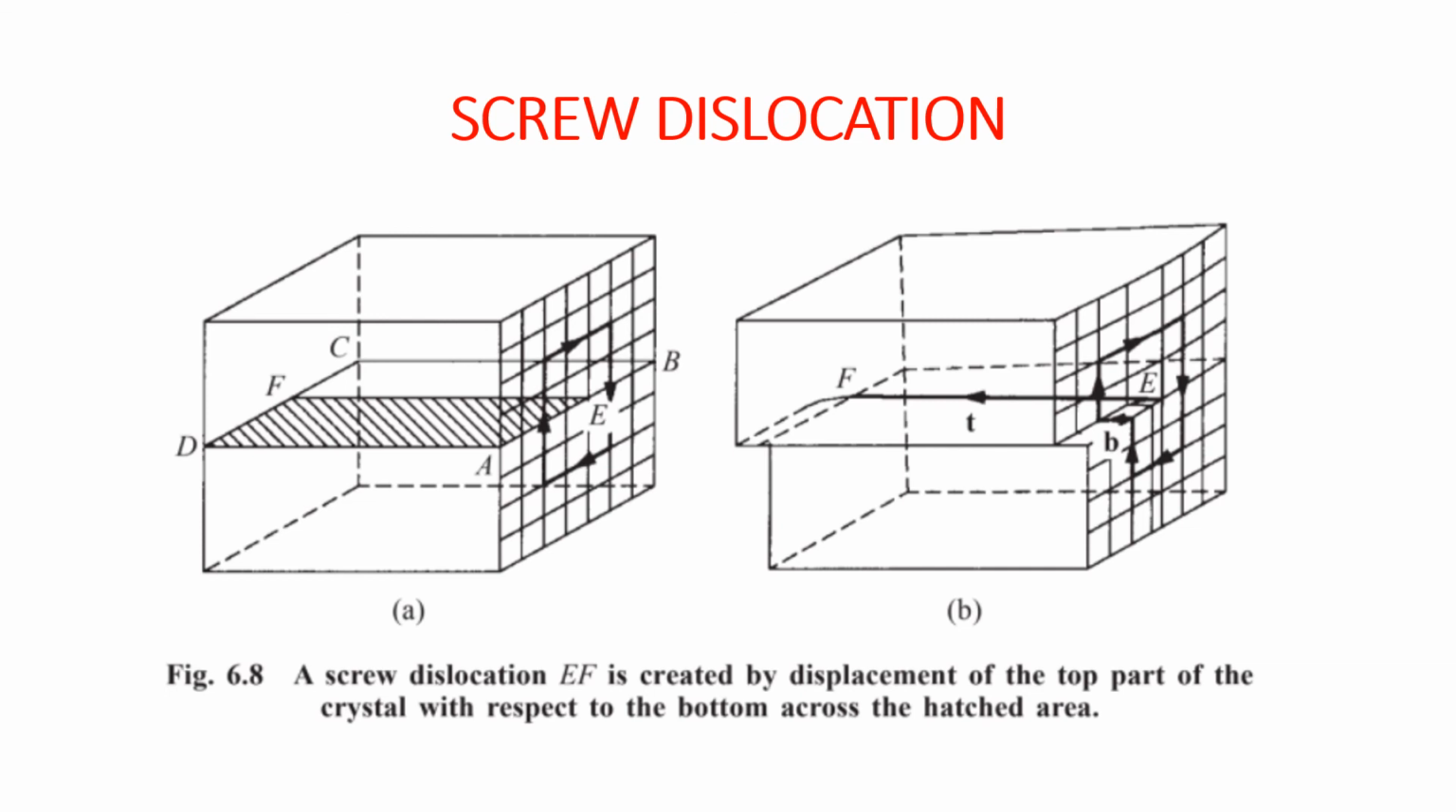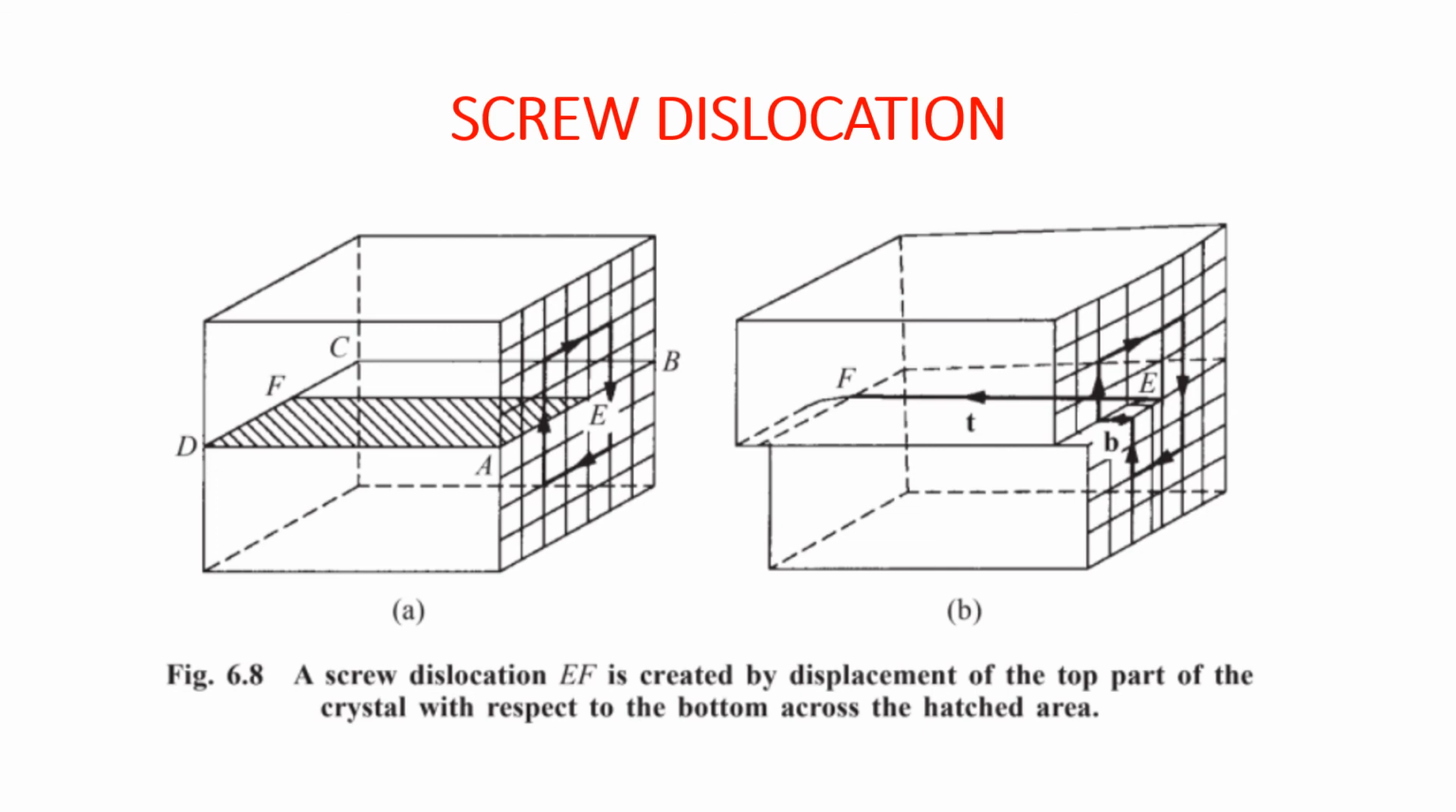Next, we are going to learn about another type of line imperfection that is known as a screw dislocation. Let us see what is meant by screw dislocation. Here you consider this shaded region A, E, F, D. That shaded region is slipped to the left.